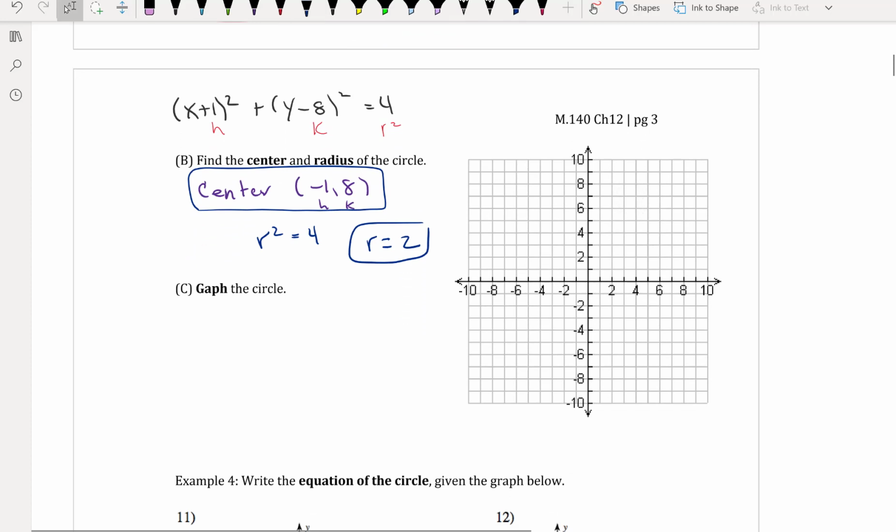So now for part C, it says to graph the circle. I'm going to have my center at -1, 8, and my radius is 2. So I'm going to go up 2 and down 2 from the center. From the center, I'm going to go right 2, and I'm also going to go left 2. So more or less, that's going to be my circle there.